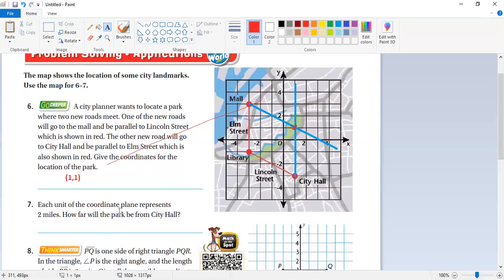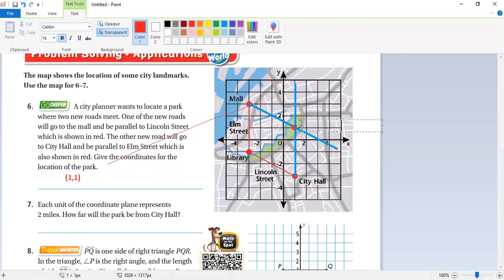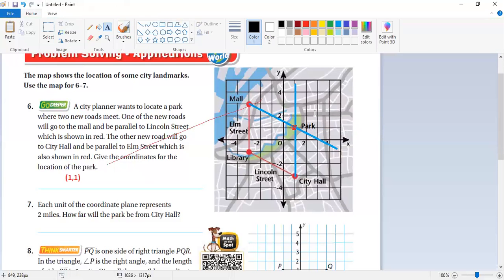Okay, now moving to the next one. Each unit of the coordinate plane represents 2 miles. So each unit means from 0 to 1 it's 2 miles. From 1 to 2 it's 2 miles. How far will the park be from City Hall? So this is going to be the park, right? So let me write the park here. Okay, this is going to be the park. So how far is the park from City Hall? So you have to find the distance from City Hall to the park.